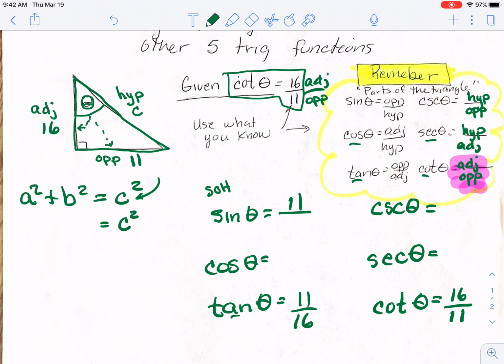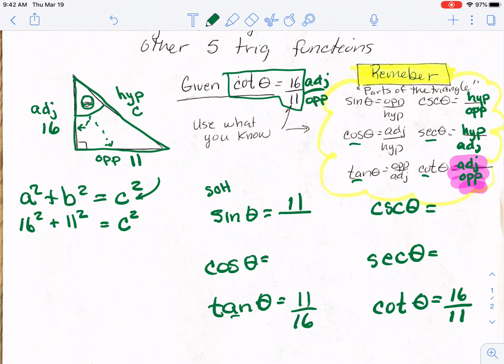Since I don't know the hypotenuse, I labeled it C in my diagram. I'm going to leave the C squared in my algebra work right here, and then put my other 2 sides in for A and B. It doesn't matter which one goes in for A or B because this addition is commutative, which means we can switch the order. It won't change our answer if we switch the 16 and 11.